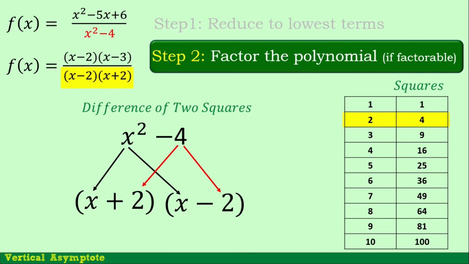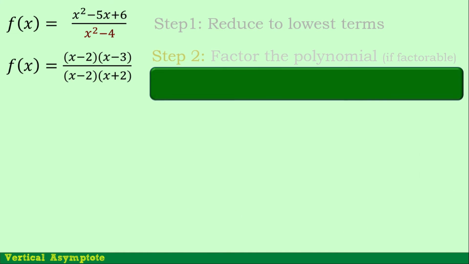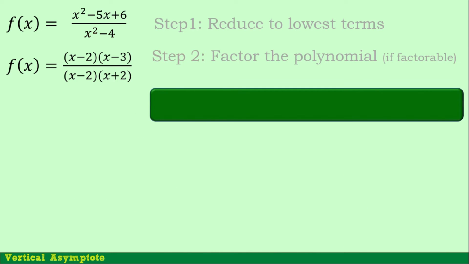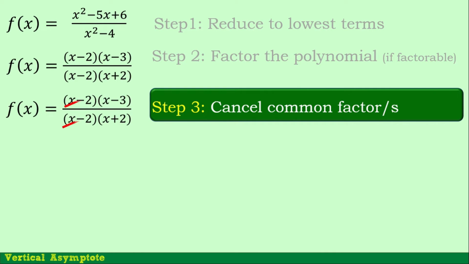We have x plus 2 and x minus 2. So those are the factors of our denominator. So let's proceed to step 3. Step 3 is we will cancel out common factor or factors. Here, they share a common factor, and that is x minus 2. Correct. So we'll cancel that one out, and let's proceed to step 4.